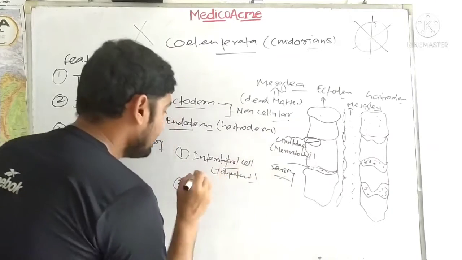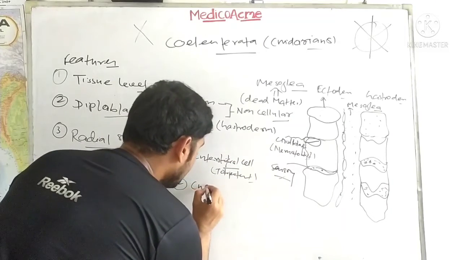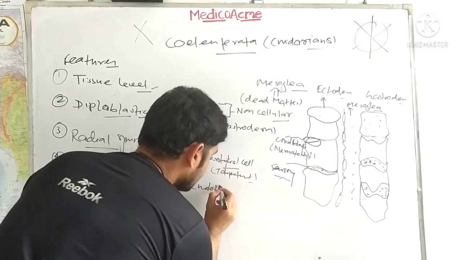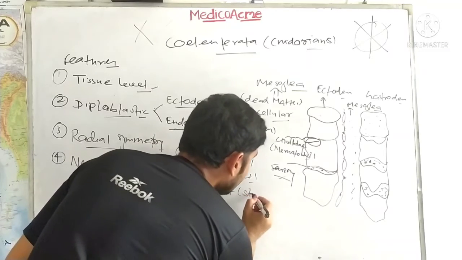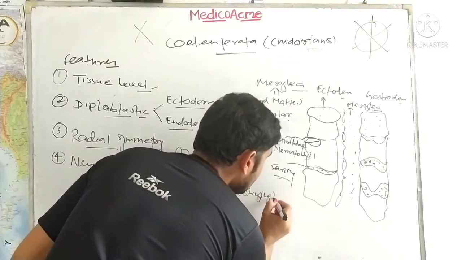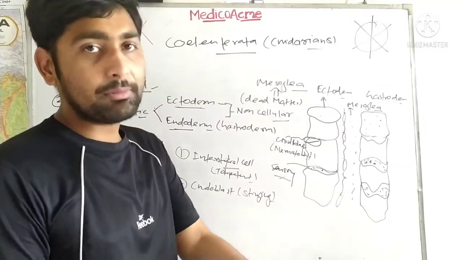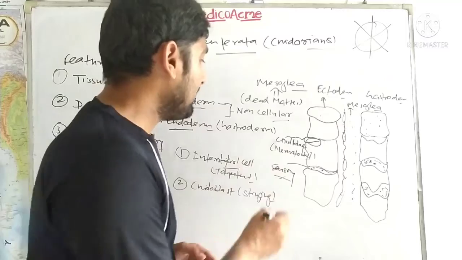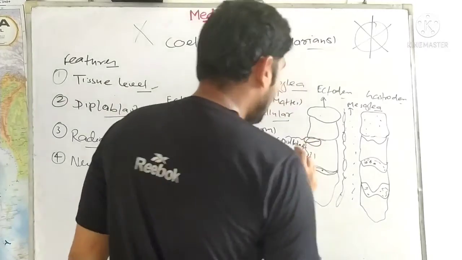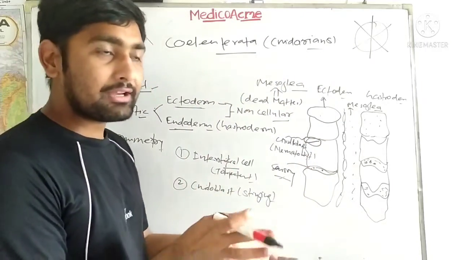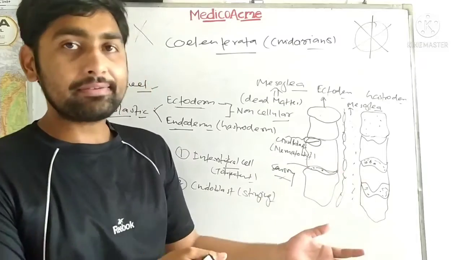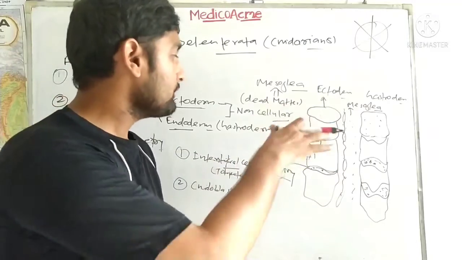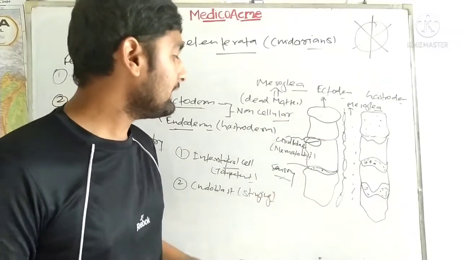So it is the second cell, that is the cnidoblast. These are actually stinging cells. Stinging means it can be used for offense and defense from the predators. Nematoblast actually has a unit, that is the nematocyst. It is actually the apparatus for the offense. We'll look into the structure in very detail.